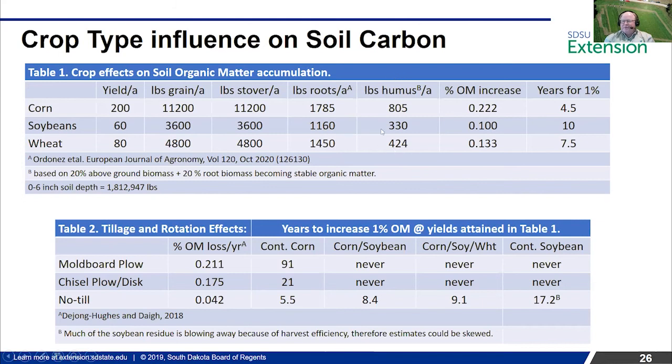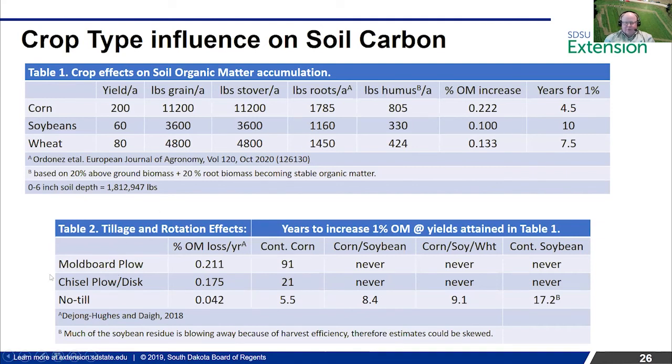Now, pounds of humus per acre. Not all of those crop residues become humus or that stable carbon that we want. I've used the 20% number. That number ranges all over. I think it's a good number, but I think you're going to see them high. But anyway, about 800 pounds for the corn, 330 for the soybeans, and 424 for the wheat. These are the percent organic matter increases. And this is how many years it would take to get 1% organic matter increase. So I'm high. I'm just going to show you I'm high. It takes longer than that.